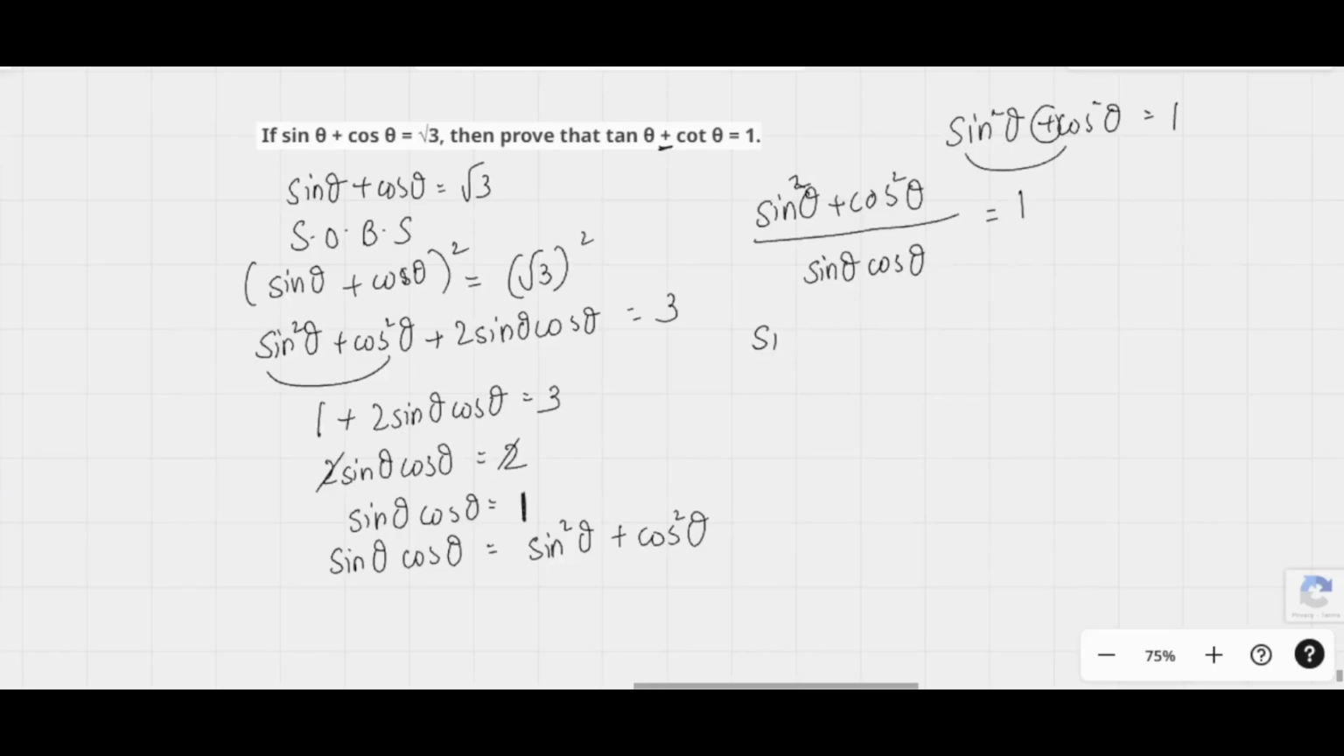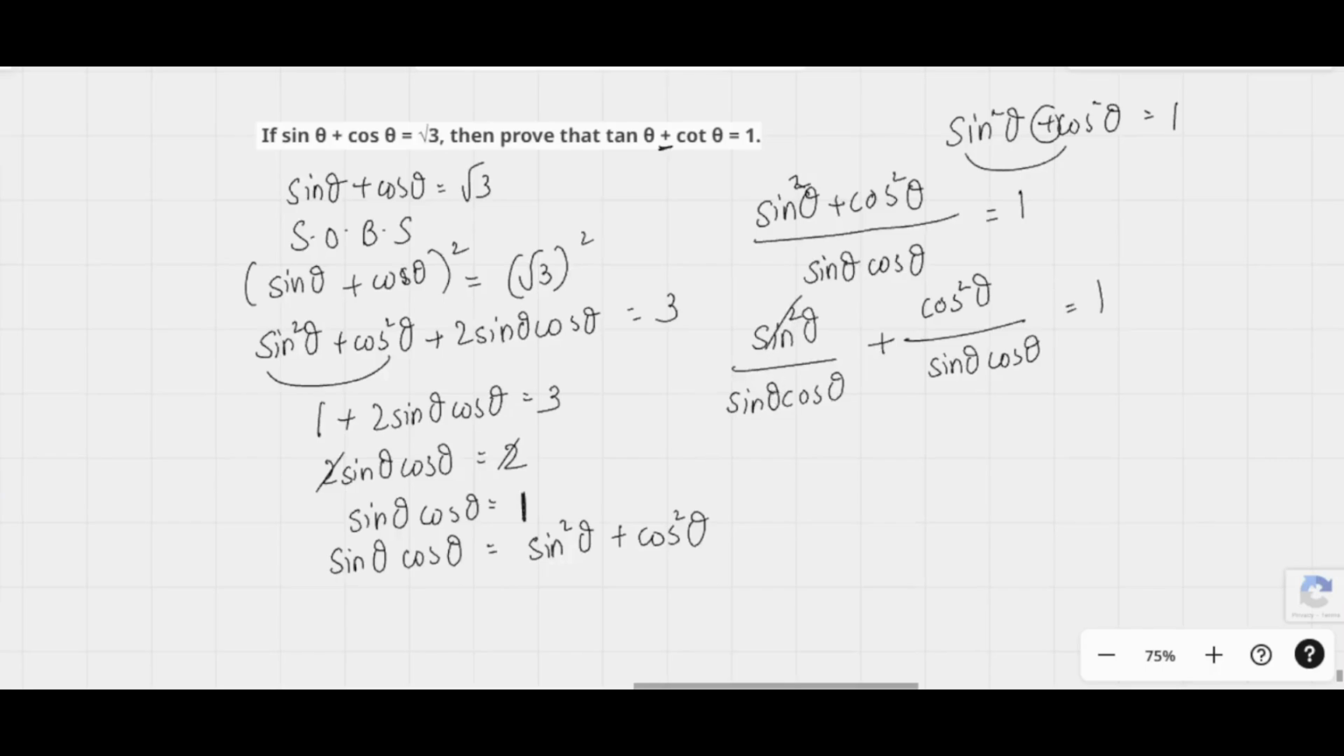So I'm going to divide, always divide separately, then only we will get separate terms. Sine square theta by sine. This denominator is for both the numerators, right? So I'm going to divide it for both. Sine square divided by sine theta cos theta plus, now we are separating two terms, cos square theta divided by sine theta cos theta is equal to 1.